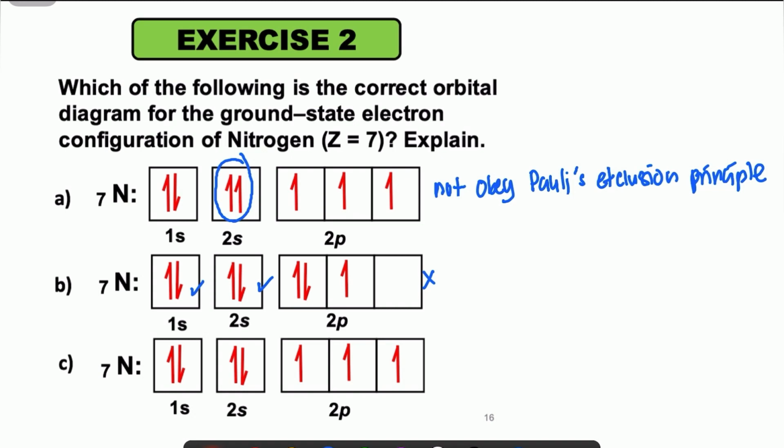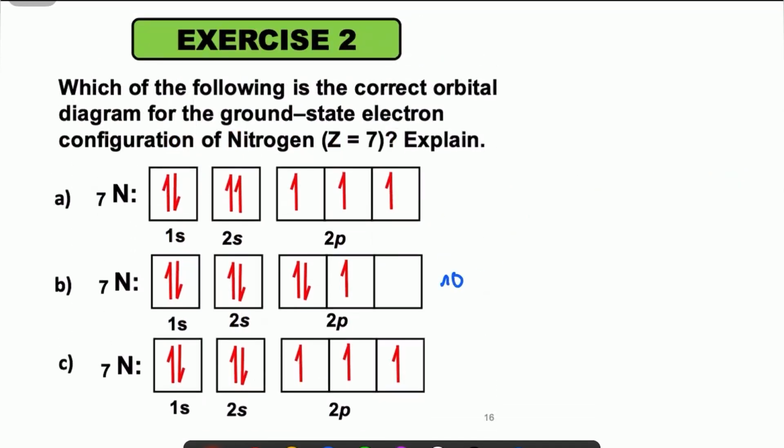Then, for the fourth electron, you have to pair up. So it does not obey Hund's rule. Okay, next, the last one. Okay, this one is correct. Correct, so this one is also correct.